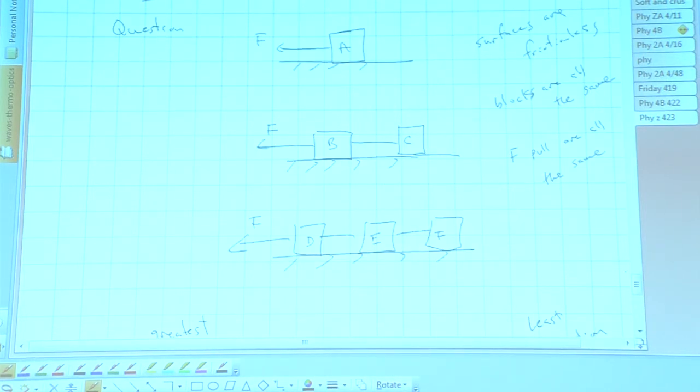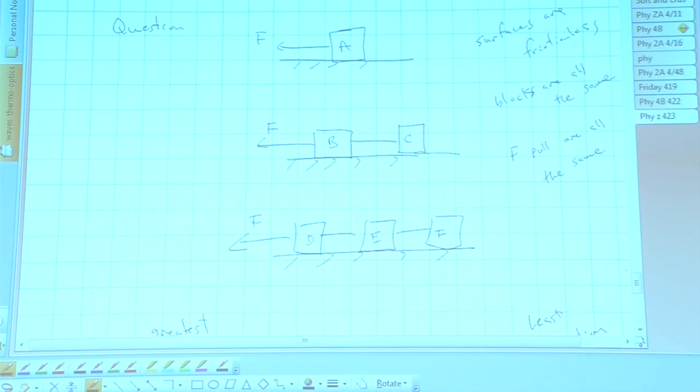Yes, if you were trying to get B and C to have the same acceleration as A, that would have to be twice the force as the one acting on A alone. And for D, E, and F, it would have to be 3 times the force acting on A alone. Okay? Any questions? All right, we'll see you next time.